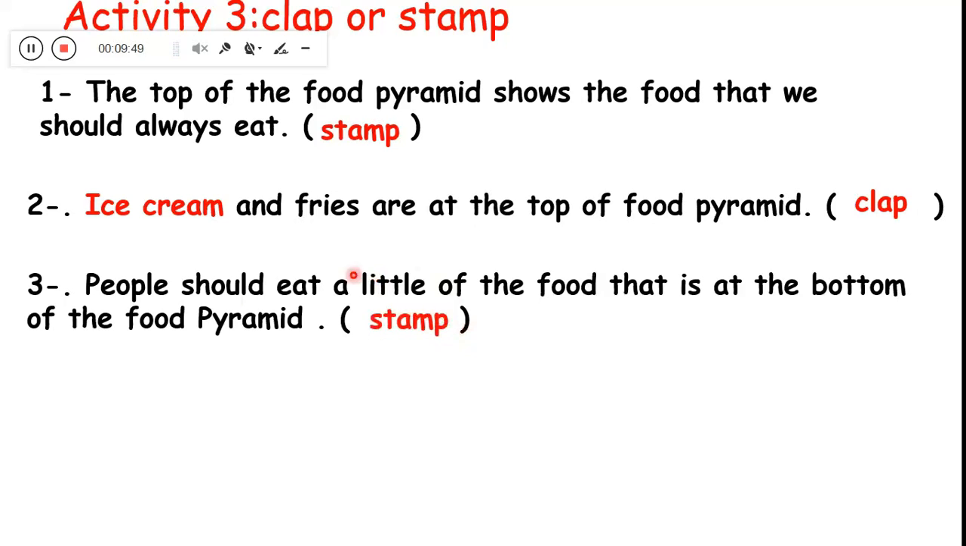Why? Because the food that is at the bottom of the food pyramid is good, or healthy, so we should eat a lot of it, not a little. The problem here is the word little. We should eat a lot of the food that is at the bottom, because the food at the bottom of the pyramid is the healthy food.